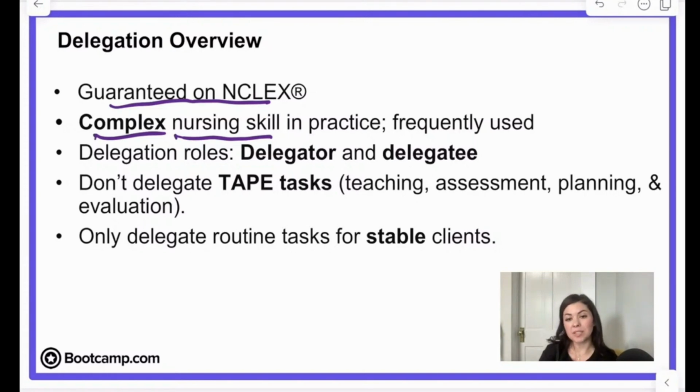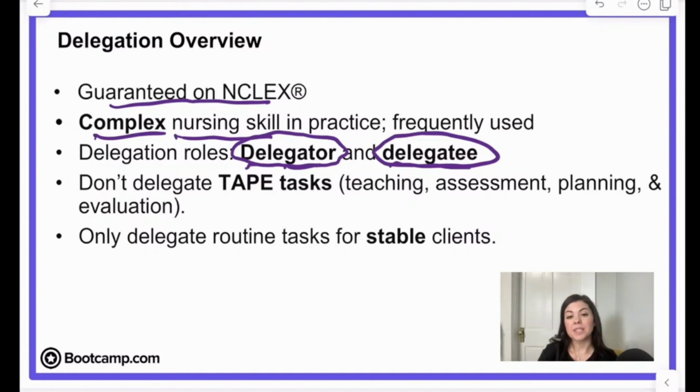So before I jump into the resources and the questions, I want to briefly clarify the difference between delegator and delegatee. Delegator is just the nurse that is asking somebody to perform a task. So that's the delegator, it's the nurse. And then the delegatee is the individual that is responsible for completing that task.